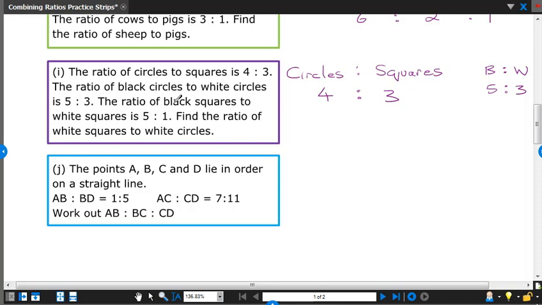The ratio of black squares to white squares is 5 to 1. Okay, maybe I should put... Okay, see, circle black, circle white. And then we're going to have square black, square white. Five to 1. Okay. Fine. Find the ratio of white squares to white circles.